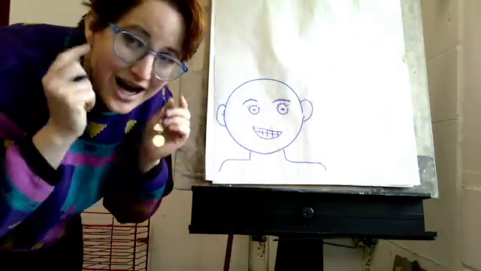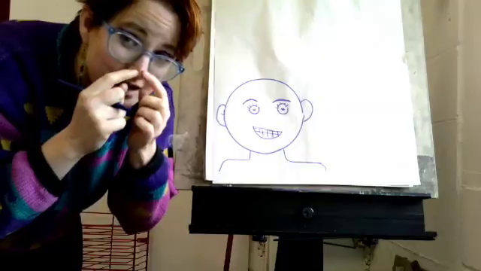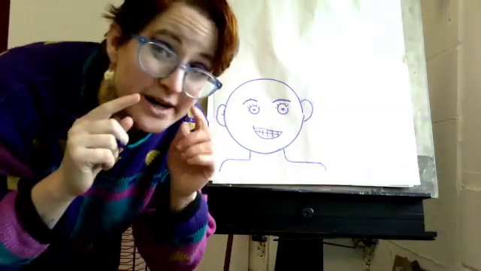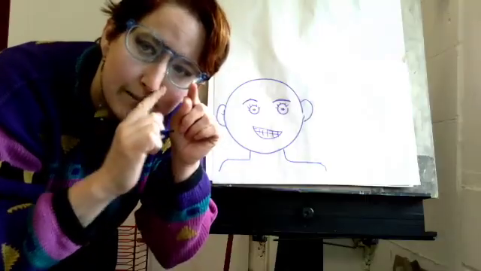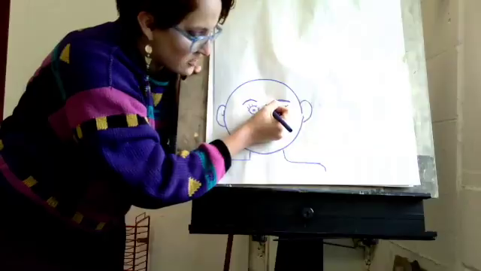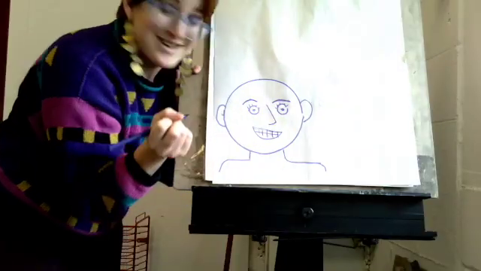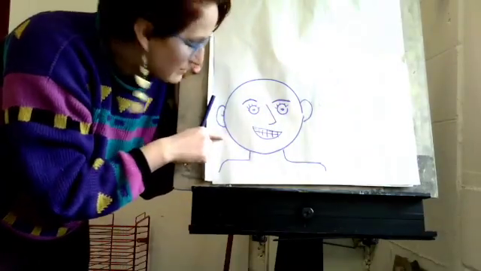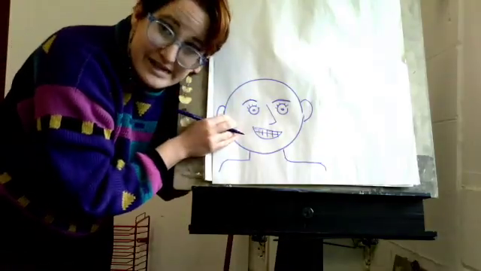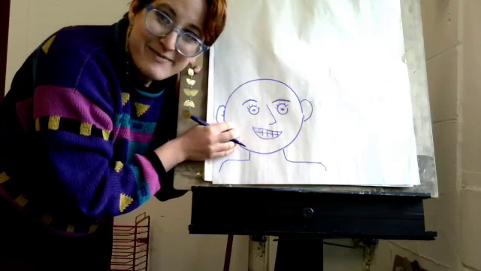So eyes and ears and mouth and nose. Nose is next. And what shape is my nose? A triangle, but I think I'm going to draw half of a triangle. Okay, and that's my portrait started out, but we need some other details to really make it look like me.